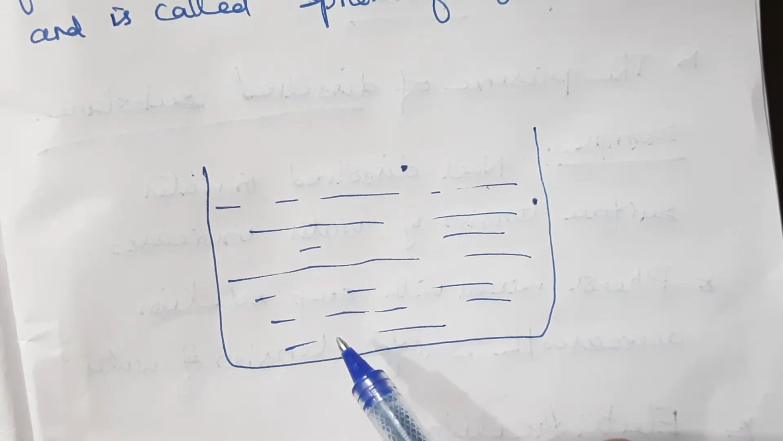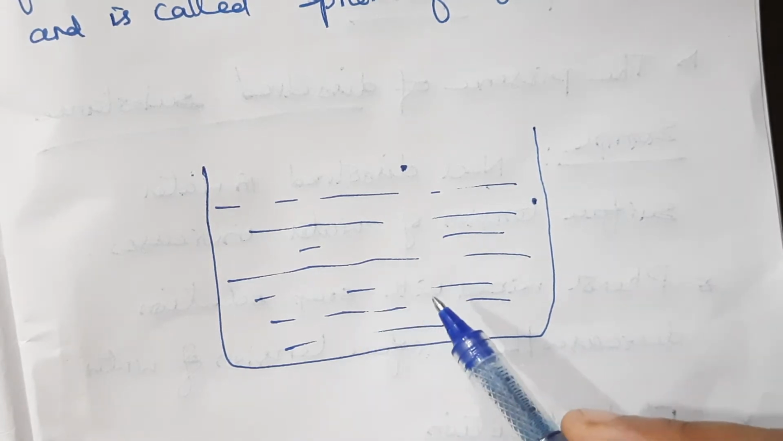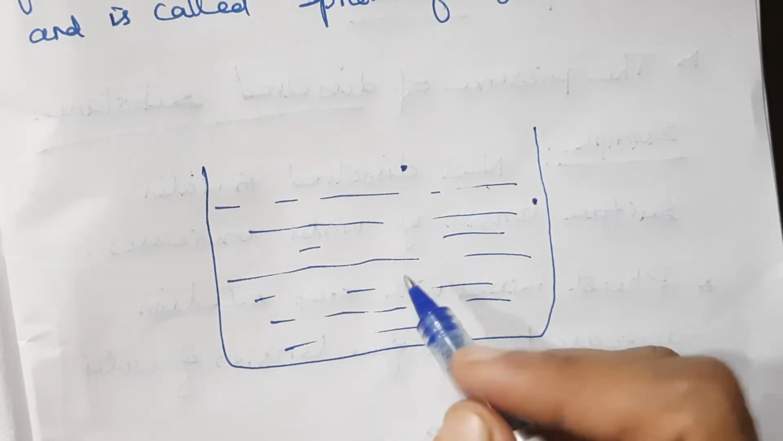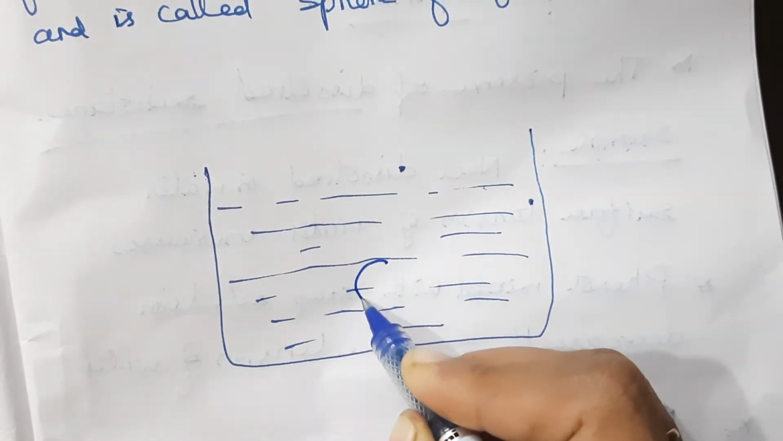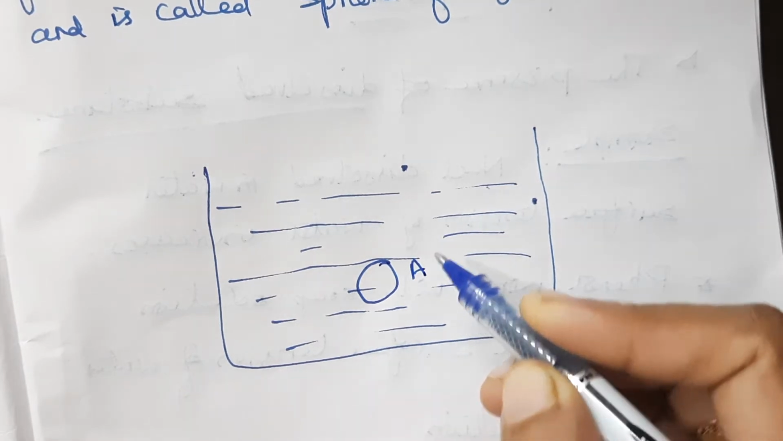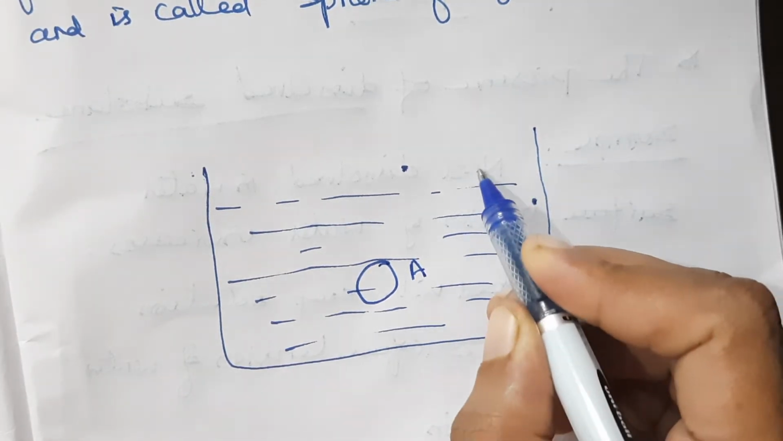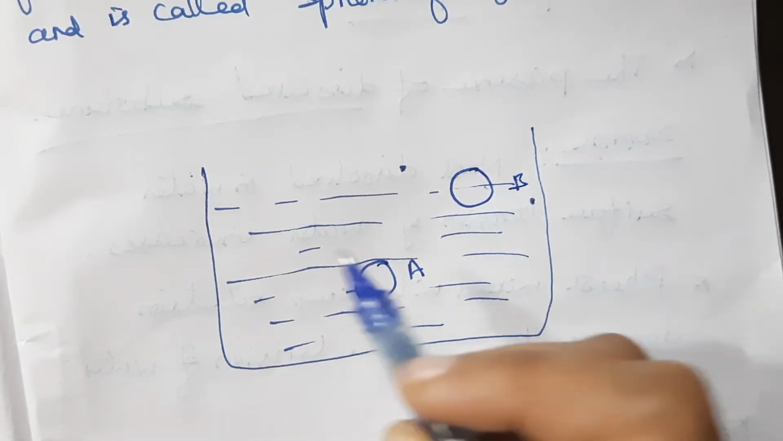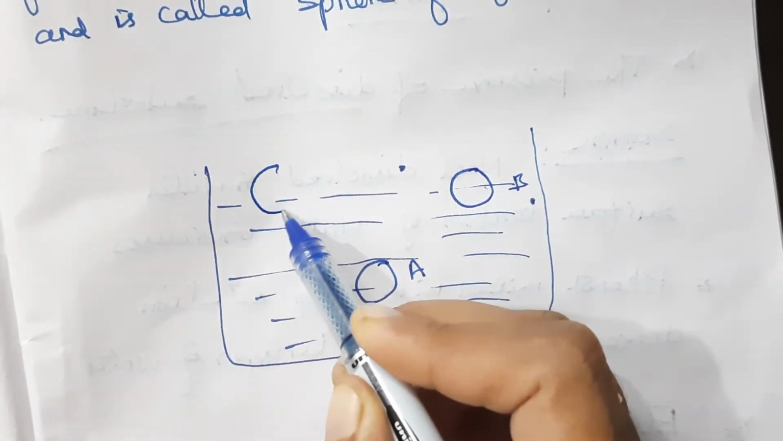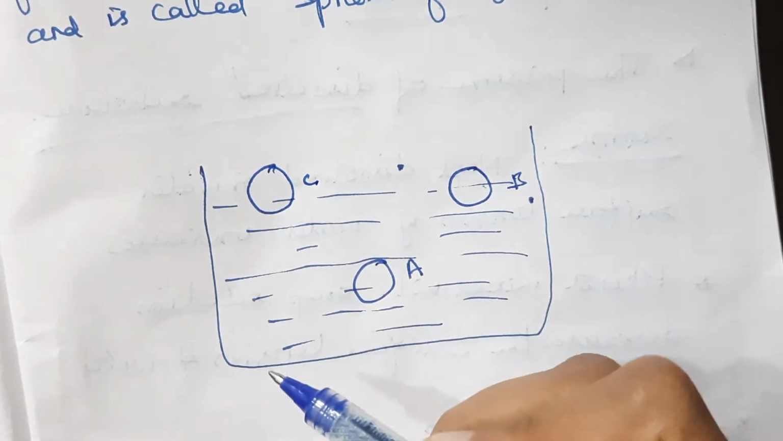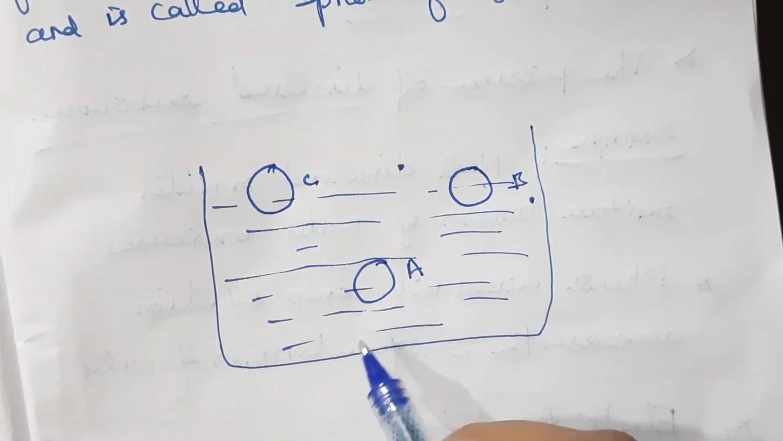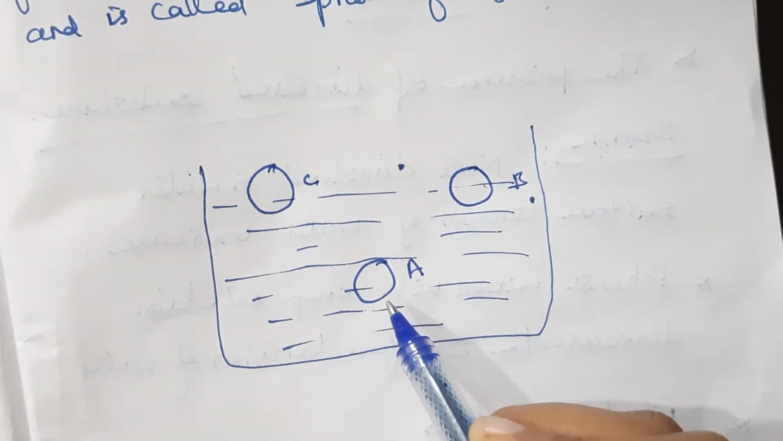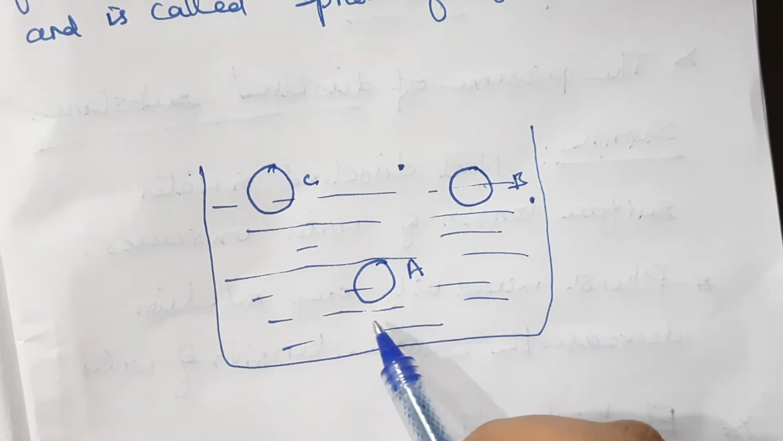Here we are going to consider three different molecules A, B, C. Okay, let's consider this as a molecule A. Now this is another molecule B, and this is another molecule C.